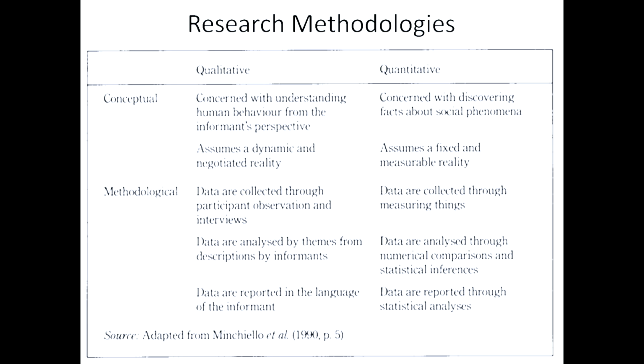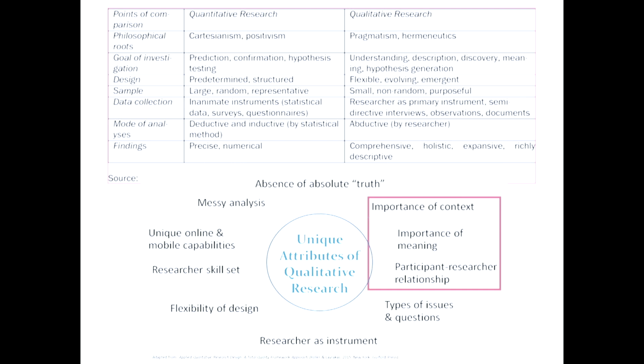While in the methodology of quantitative research, data are collected through measuring things, quantification, isn't it? Science is entirely based on this. And then the data is analyzed through numerical comparisons and statistical inferences, and data are reported through statistical analysis, survey based essentially. A few more points about the two forms of research. Look at this slide. See, quantitative research and qualitative research, we are comparing now. Where are the roots of quantitative research? They are in Cartesianism and positivism. And the roots of qualitative research are in pragmatism and hermeneutics. Hermeneutics is the interpretation of scriptural texts.